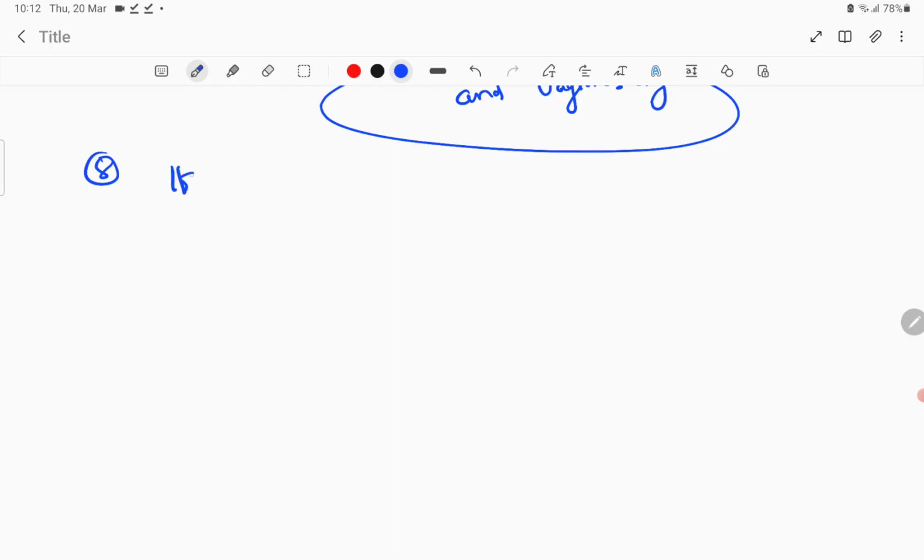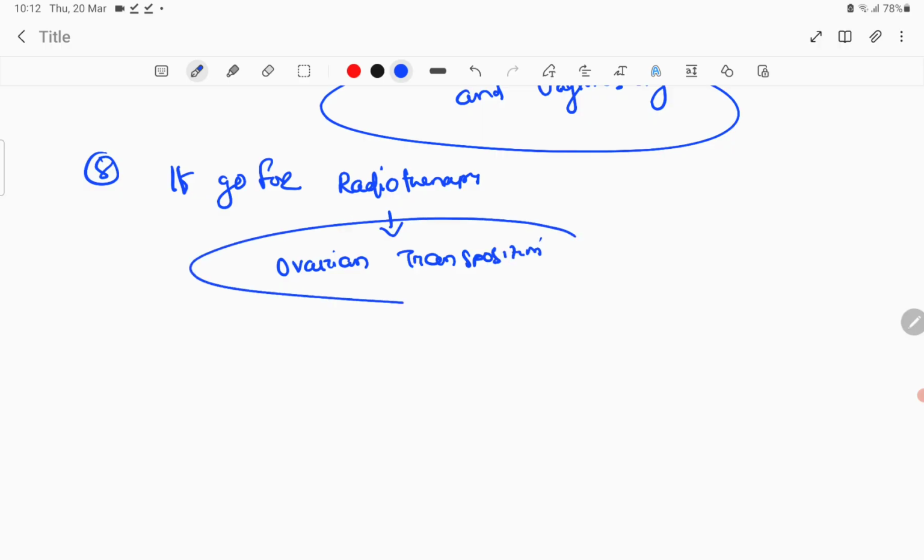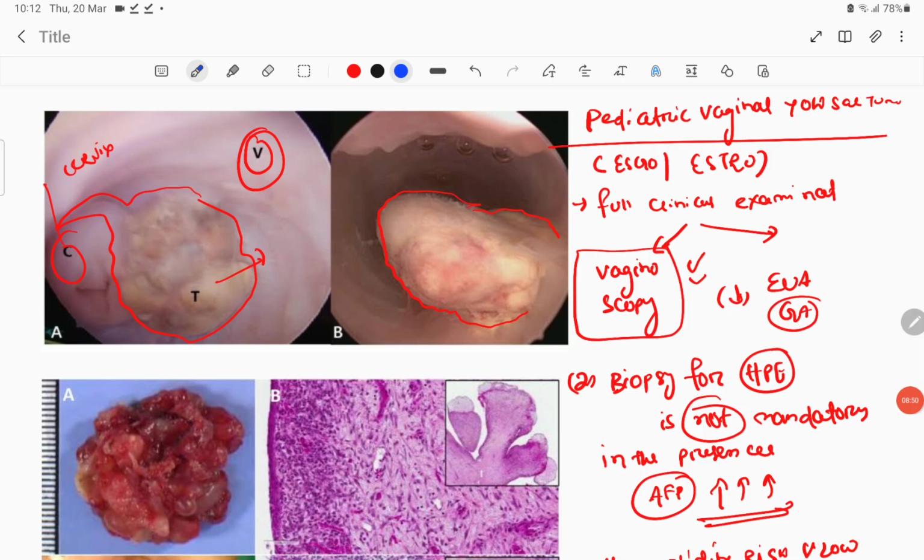If you go for radiotherapy, brachytherapy is preferred over EBRT to minimize long-term morbidity. Radiotherapy is individualized. It is only indicated if no complete response is achieved by chemotherapy plus organ-sparing surgery. If you go for radiotherapy, you should remember that in young age, ovarian transposition has to be done. Very, very important statement. So basically, that covers pediatric vaginal yolk sac tumors.